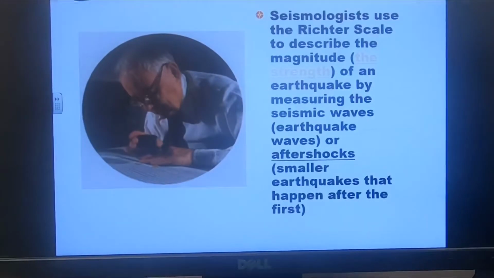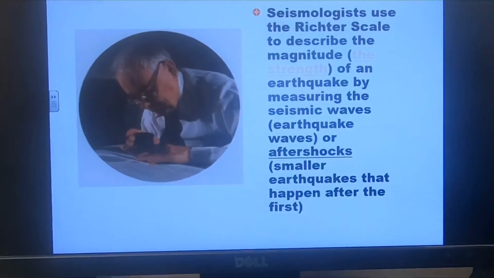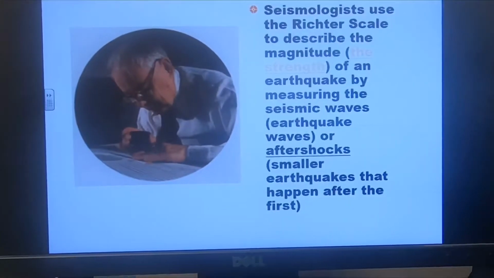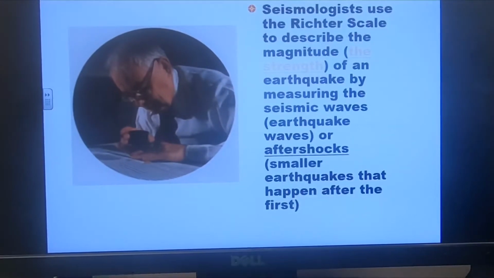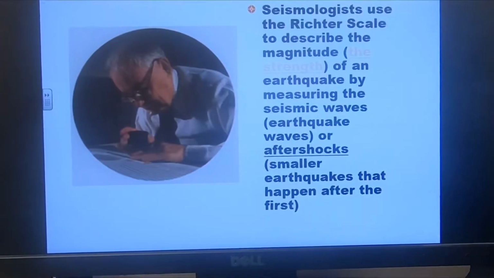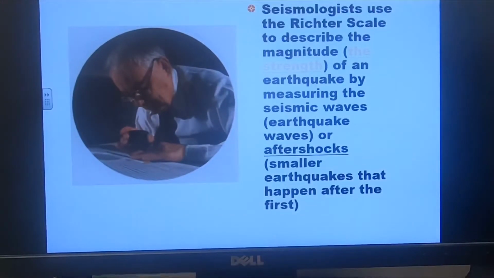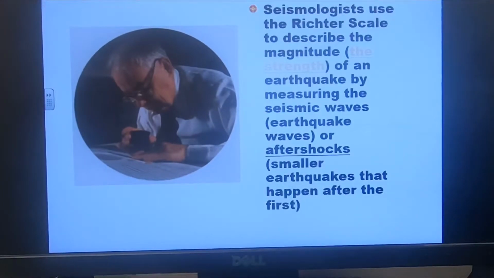Now, seismologists use what's called the Richter scale. The Richter scale is a scale that describes the magnitude or strength of an earthquake. So when we talk about how strong an earthquake is, we're talking about the earthquake's magnitude. The Richter scale is used to measure the magnitude of an earthquake by measuring the seismic waves. And we're going to talk more about those waves in lessons to come.